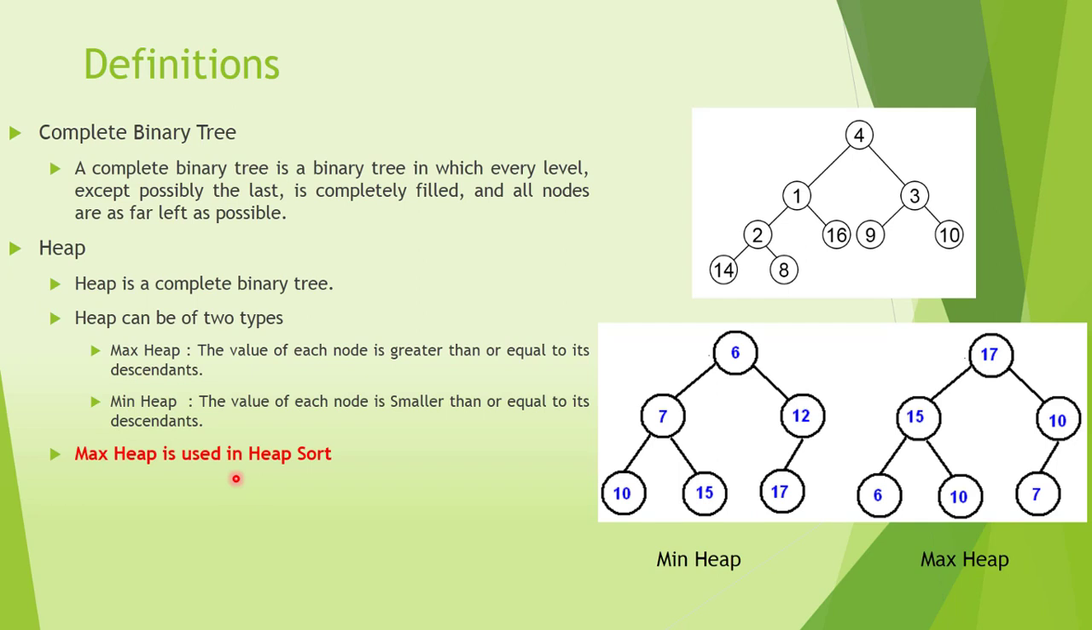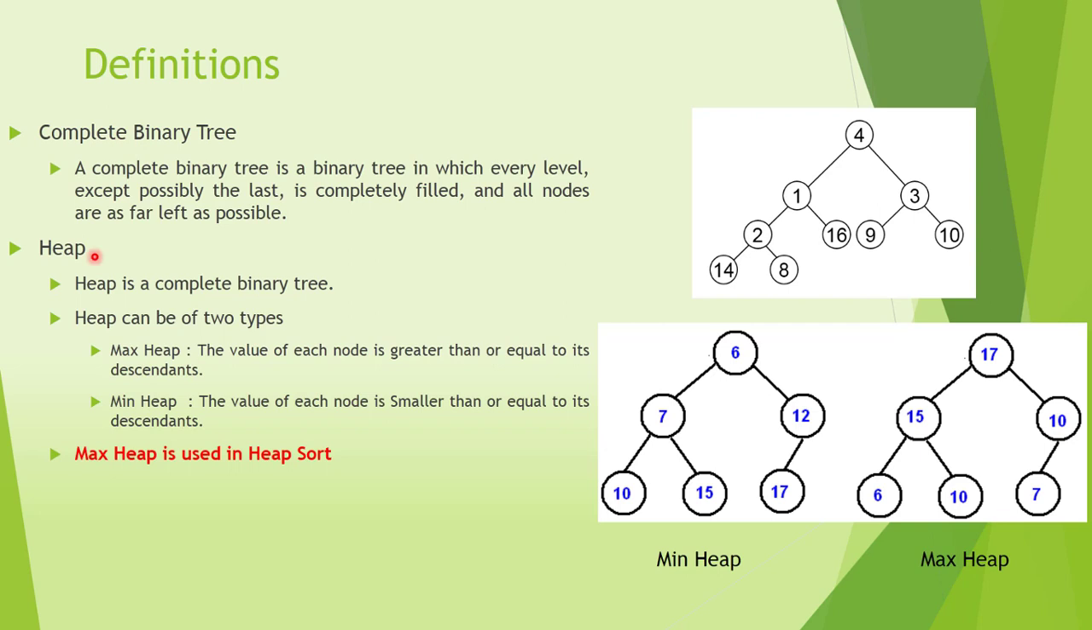A complete binary tree is a binary tree in which every level except possibly the last is completely filled and all nodes are as far left as possible. So a complete binary tree is nothing but a binary tree. Binary tree means each node can have a maximum of 2 children. So in a complete binary tree every level is filled except possibly the last, and in the last level the nodes will be towards the left. So that's the definition of complete binary tree.